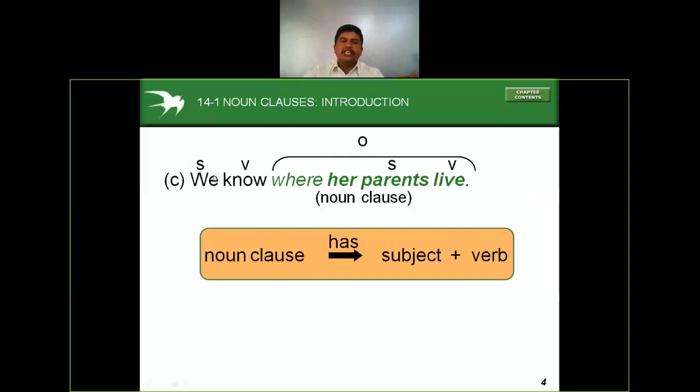How? We shall see. We is the subject. Do you know, children? And also a verb. See, know is the verb. So, the noun clause always has a subject and a verb. Keep this in your mind.